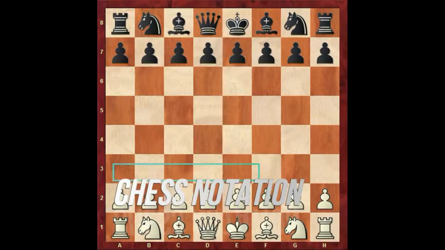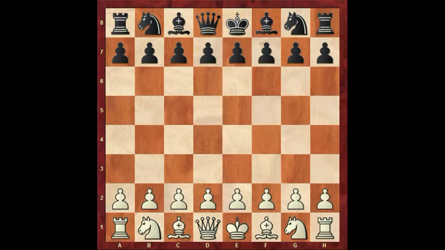Hello everyone, this is Parth here and today we are going to understand what notation is in chess.